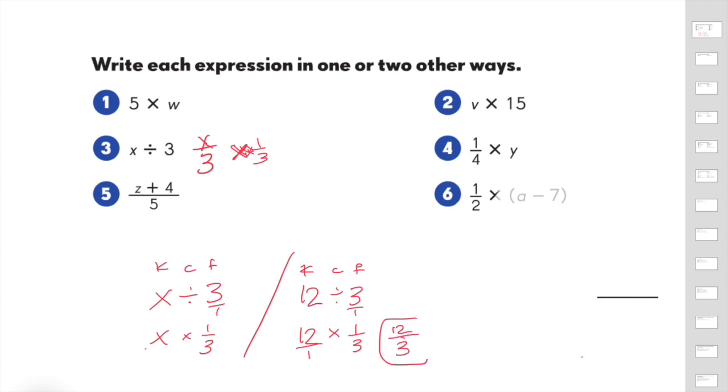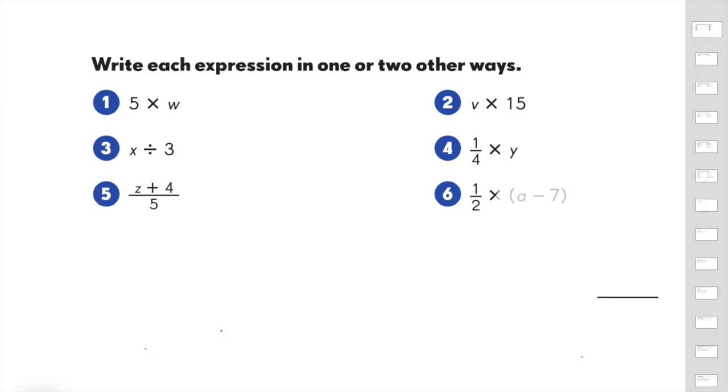So essentially, we still have our division problem, right? 12 over 3, or 12 divided by 3. So that's why x over 3 is the same thing as, and I'm going to rewrite it so we can see it clearly here, x times 1/3. So you could write it either way.